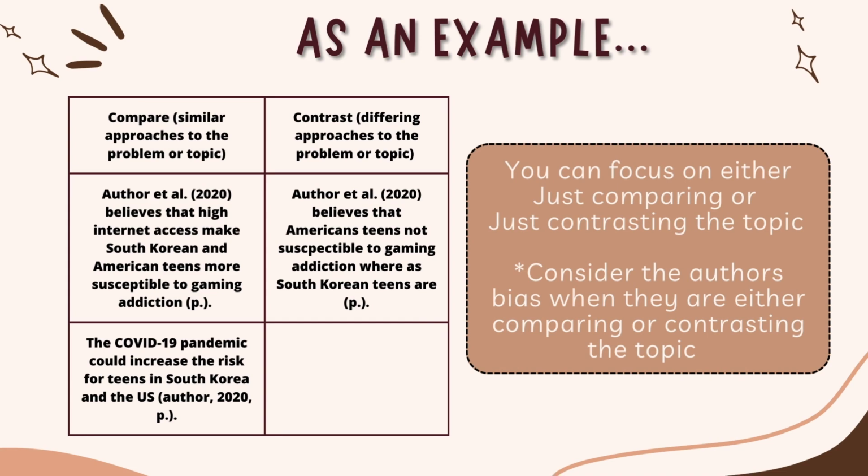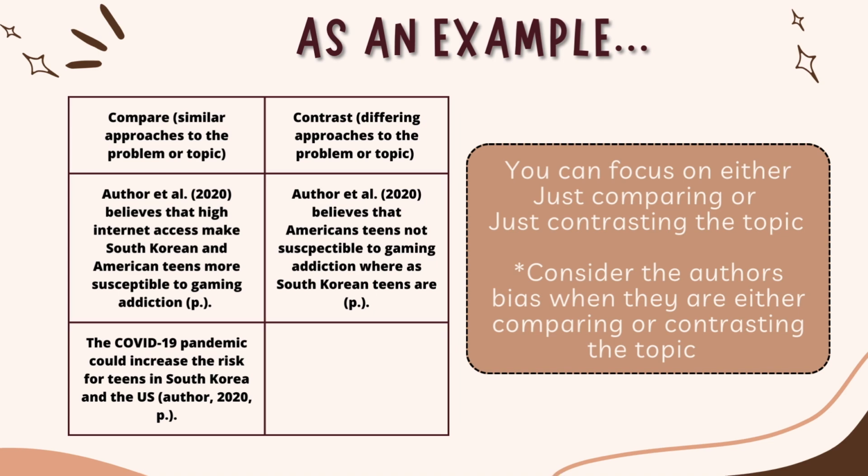So some example ideas in which you could describe how one author believes that high internet access makes South Korean and American teens more susceptible to gaming addiction, or that the COVID-19 pandemic could increase the risk for teens in South Korea and the US to become more addicted. Or you can contrast it where one author believes that American teens are not as susceptible to gaming addiction, whereas South Korean teens are, maybe because of internet access or etc. So you could just focus on either just comparing or just contrasting the topic.